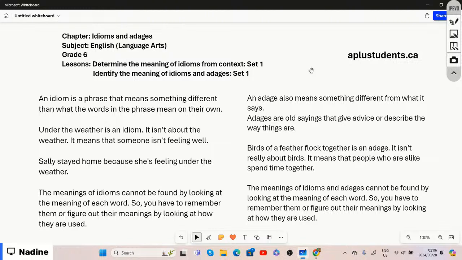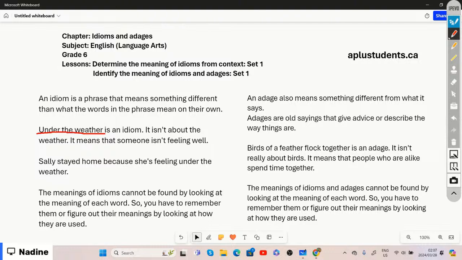For example, if we say under the weather, right? I am feeling under the weather. So the idiom under the weather doesn't directly mean anything to do with under, and it doesn't mean anything to do with the weather. When we use the idiom under the weather, it basically just means that someone is not feeling well.